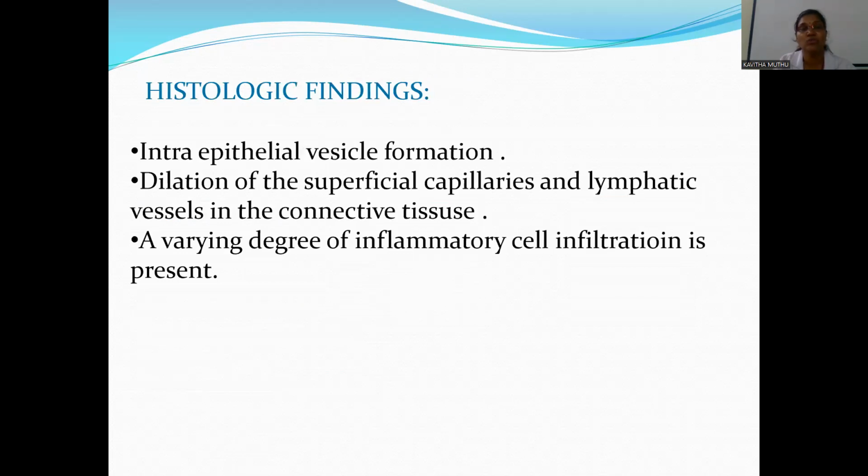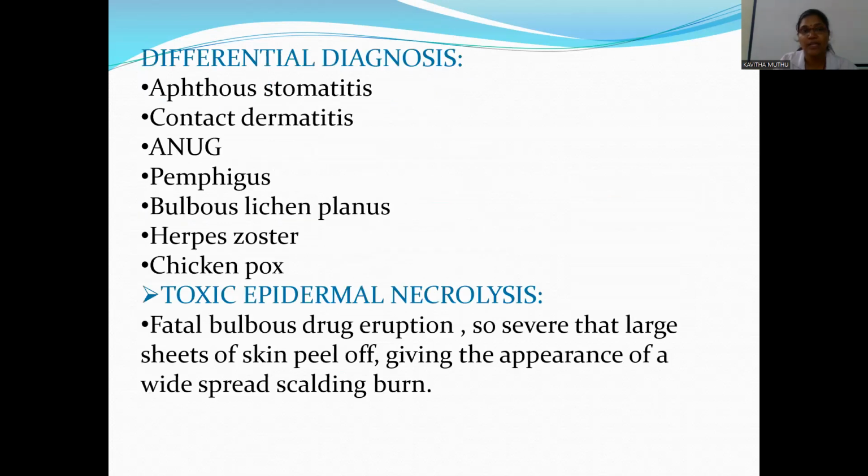Histological findings include intraepithelial vesicle formation, dilation of the superficial capillaries and lymphatic vessels in the connective tissue, and you can expect to see a varying degree of inflammatory cell infiltration. Differential diagnosis: any kind of vesiculobullous lesions, so you can consider chickenpox, herpes zoster, lichen planus, pemphigus, and aphthous stomatitis.